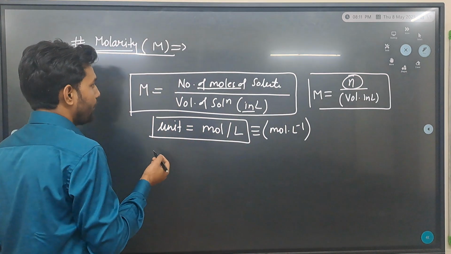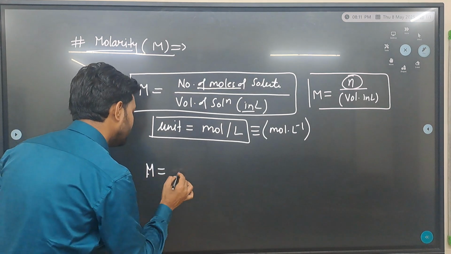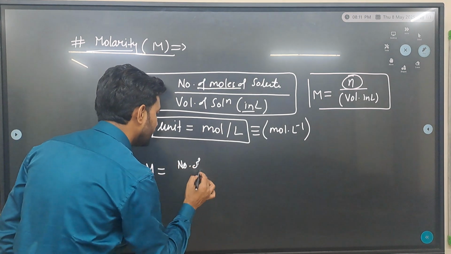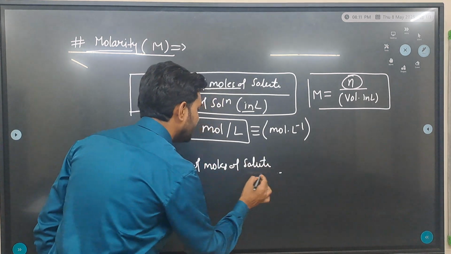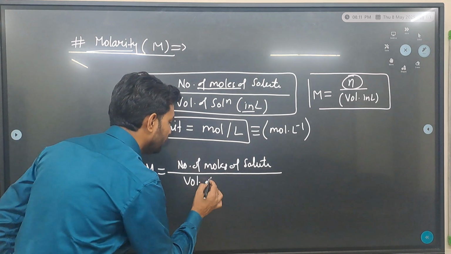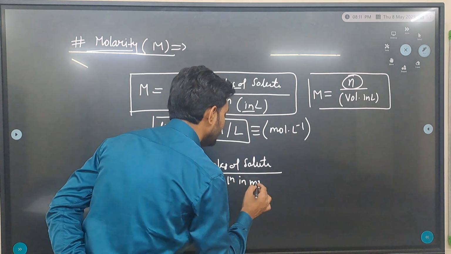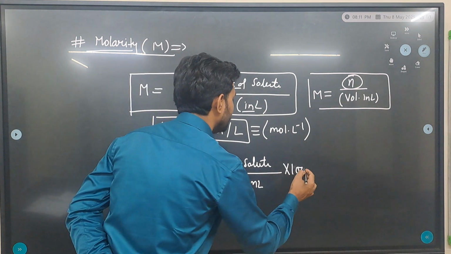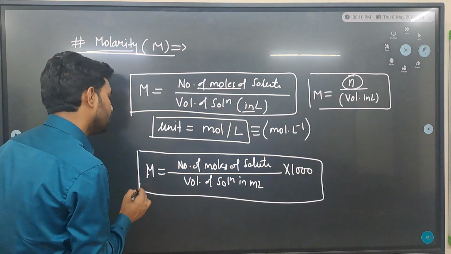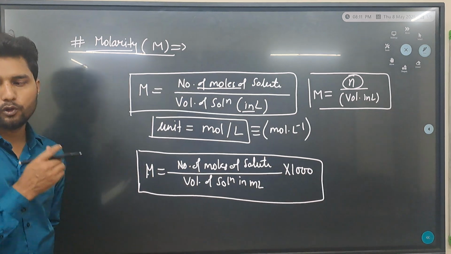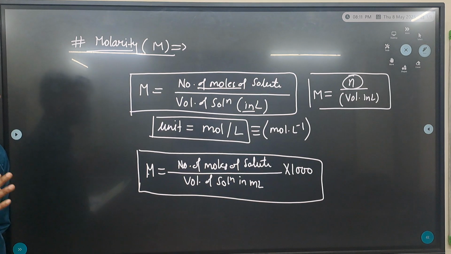Next thing, if we take solution in ml, then the formula will be number of moles of solute divided by volume of solution in ml, then multiplied by 1000. Okay, this will be the formula of molarity. Clear?